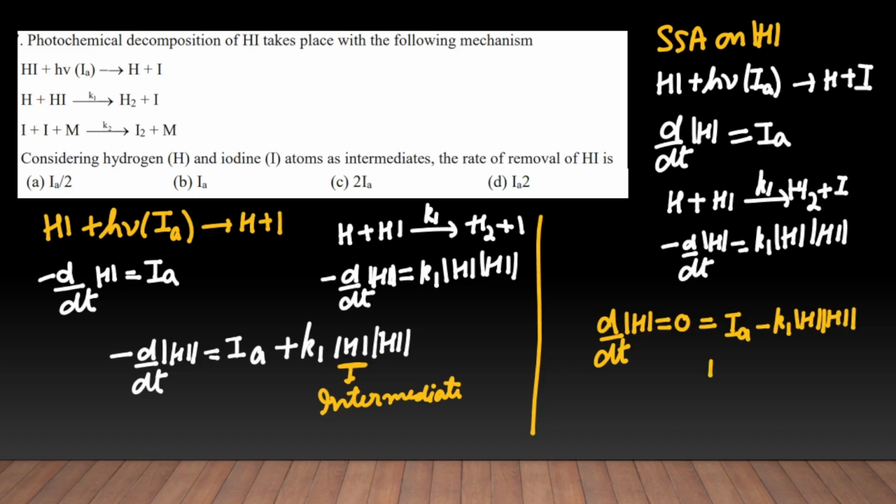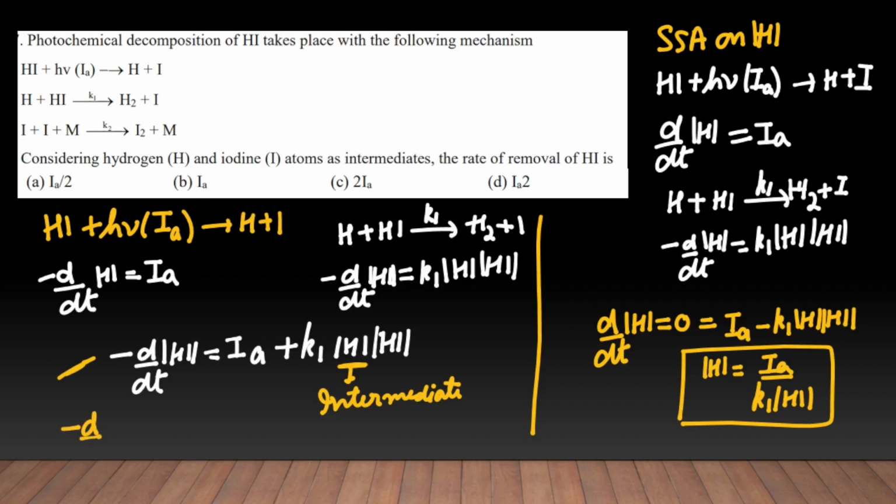So from this we can find the concentration of H, which will be IA upon the K1 times the HI. This is the concentration of H we are getting. So substitute this into the expression so that you can get the rate of removal of this HI. This will be minus d by dt of HI is equal to the IA plus the K1 times the HI into the concentration of the H, which is IA upon the K1 times the HI, right? So this K1 times the HI from the numerator and denominator will get cancelled out.